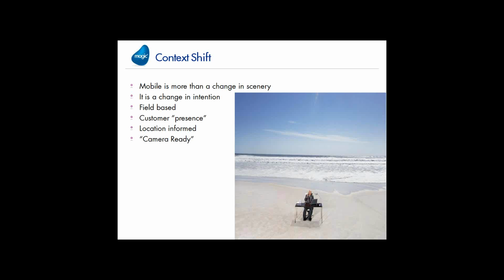So mobile is more than a change in scenery. It's a change in our intention of what we want to do. It's field-based. As we mentioned in the case of Cleveland Golf, sometimes the customer is actually looking over our shoulder. And quite often what we want to do can be informed by our location. As we're interacting with customers, wouldn't it be great to know which customers are close and nearby?